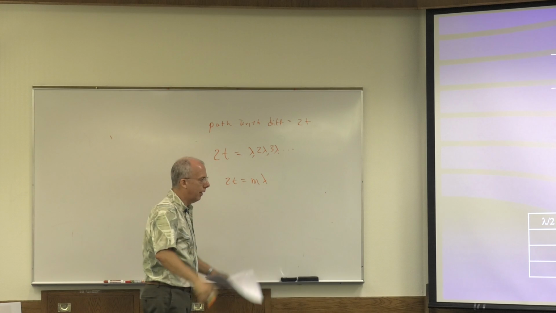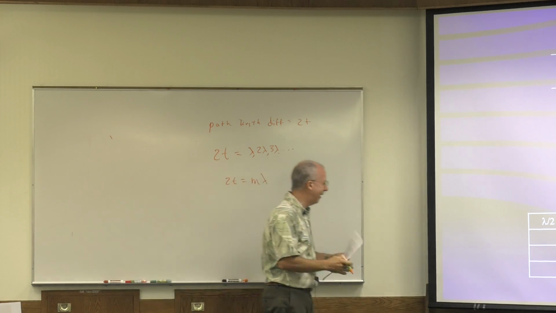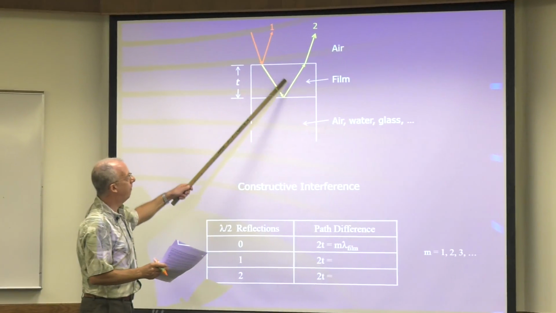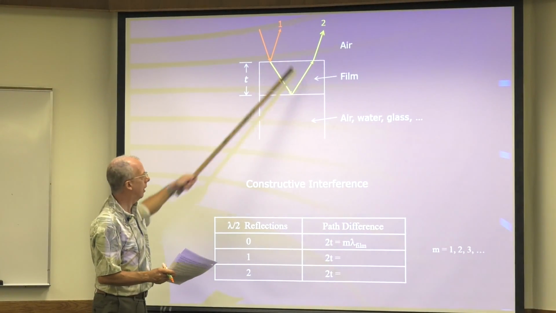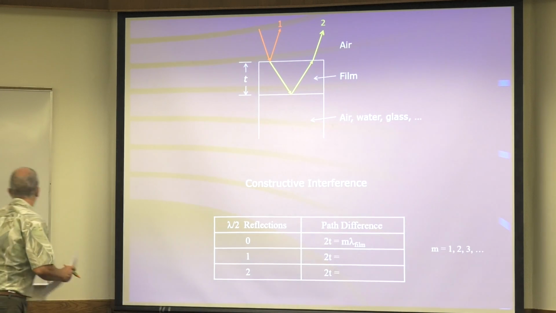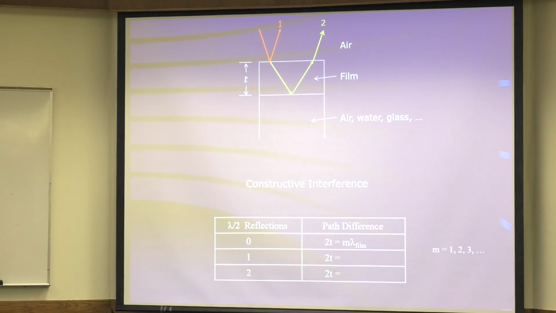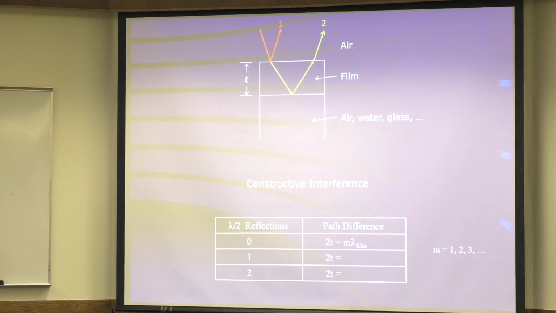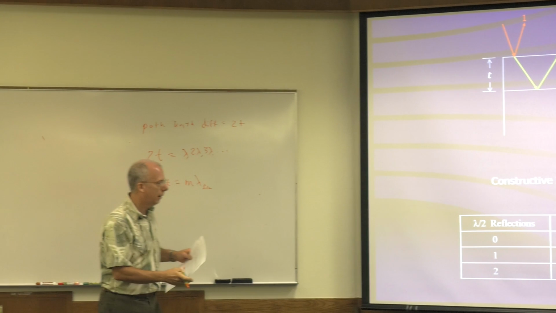That's all, okay? Now hold it, you've got to be careful. Where is the path difference happening? It's in the film, right? It's not up here, it's not down here, it's here. So when we say m lambda, you've got to be careful. It's m lambda film, and you'll see why in a minute. You've got to be super careful, all right?